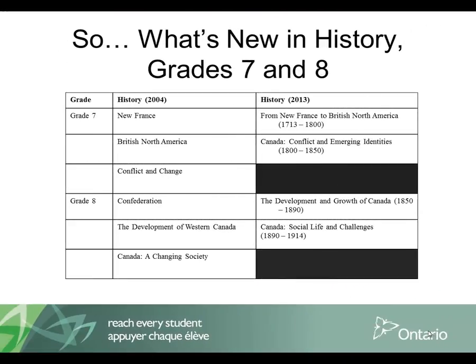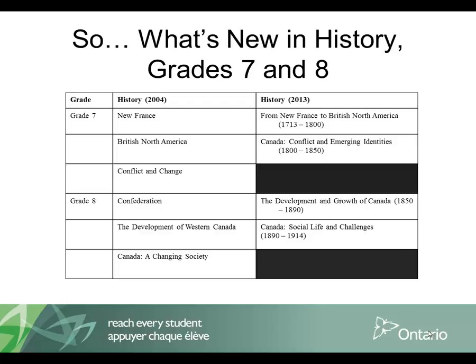So what's new in history? There were strong recommendations from consultations to reduce the number of strands and for a reduction in a number of specific expectations. In both history and geography, we have gone down from 3 strands to 2 strands. This is also tied to evaluation and assessment for the 2 reporting periods.